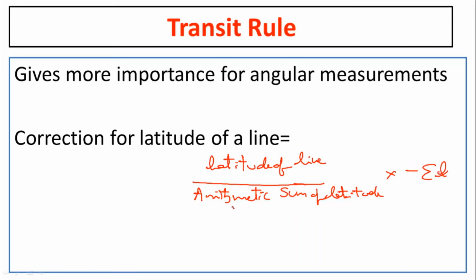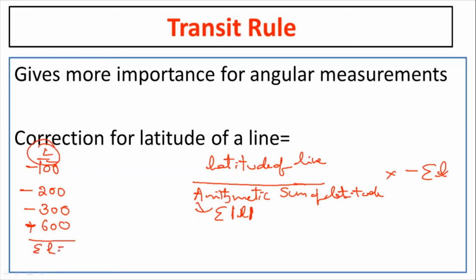That means it is the sigma of mod L. So what is sigma of mod L? Suppose you have four lines with latitudes like this: minus 100, minus 200, minus 300, and plus 600. These are the latitude values. Now in this case, if I calculate sigma L, basically what will be sigma L here?